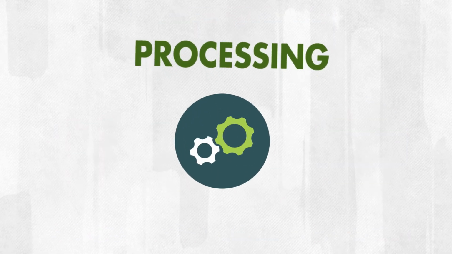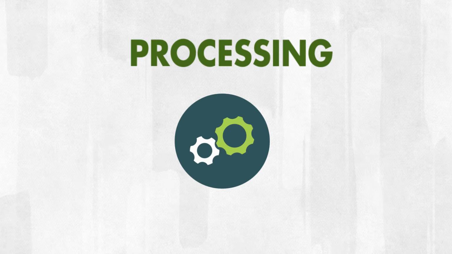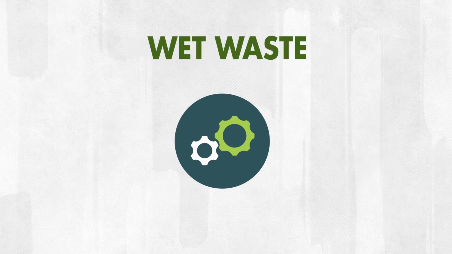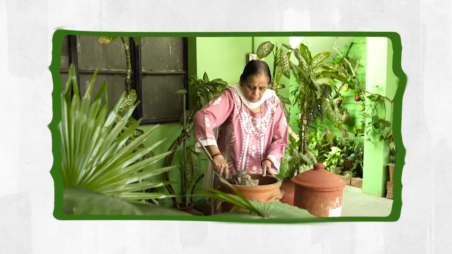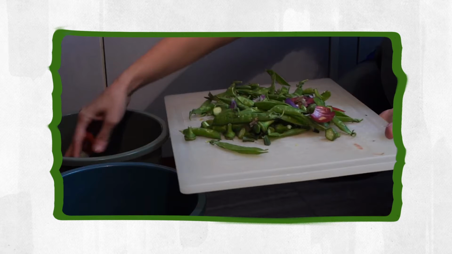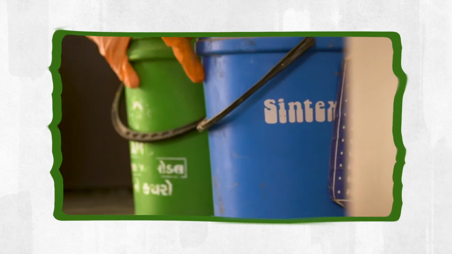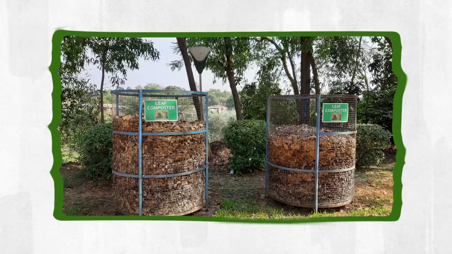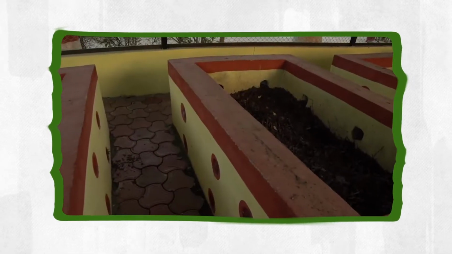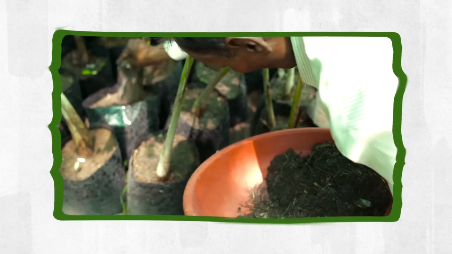Let's now understand the various methods of waste processing. A constructive way to promote source segregation has been encouraging home composting. If individual households or apartment complexes make it a habit to segregate and compost the wet waste, it will offload a huge task from the ULBs. In return, they will get high quality compost which can be used as manure for the gardens.